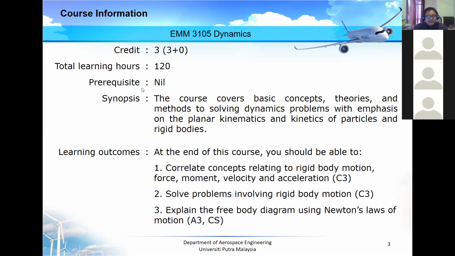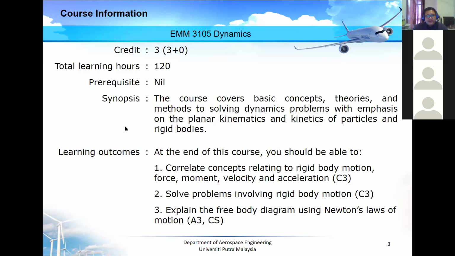Prerequisite for this particular subject, of course, is nil, means nothing. And the synopsis is like this one. You can see it. The course covers basic concepts, theories, and methods to solve dynamic problems with emphasis on the planar kinematics and kinematics of particles and rigid bodies.